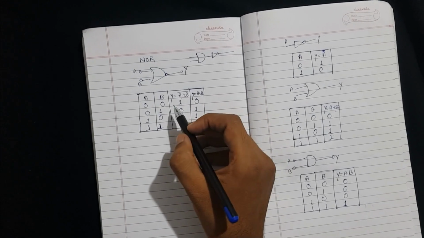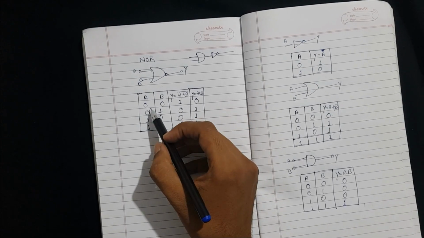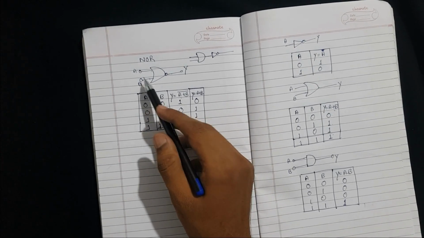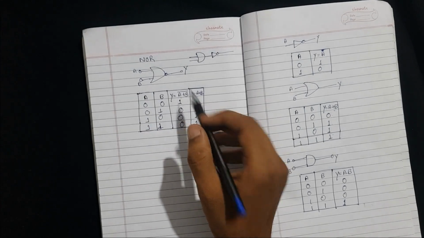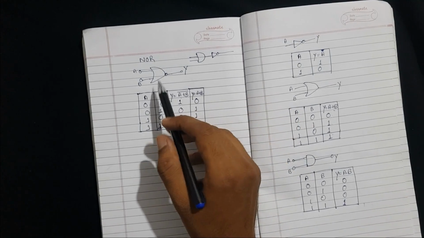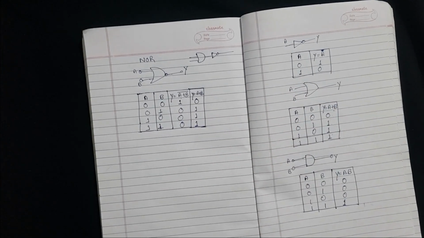It will give you 1 only when both the inputs are 0, otherwise it will give you 0 at the output. So that's how you build a NOR gate with the combination of an OR gate and a NOT gate.